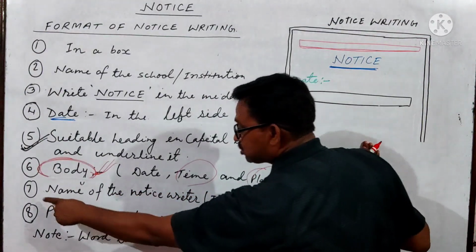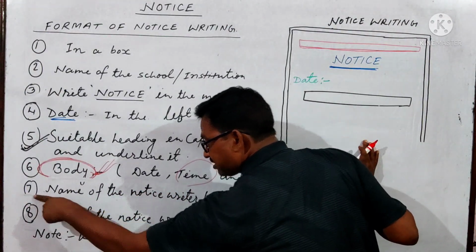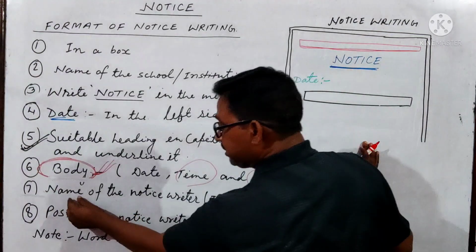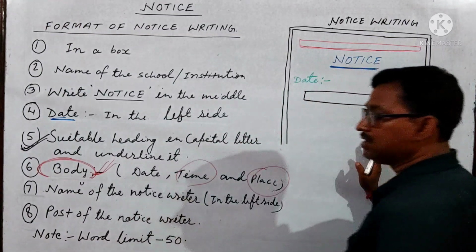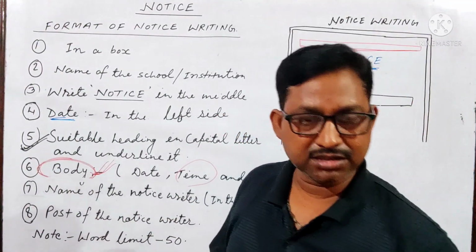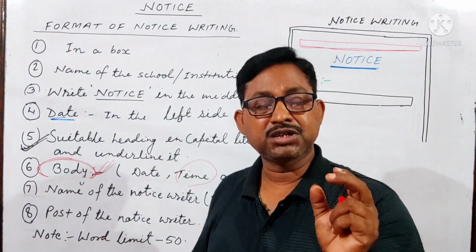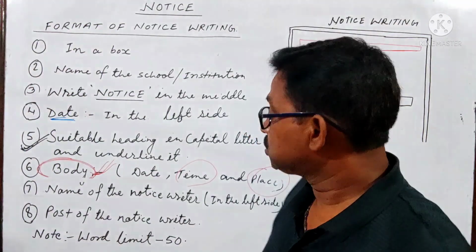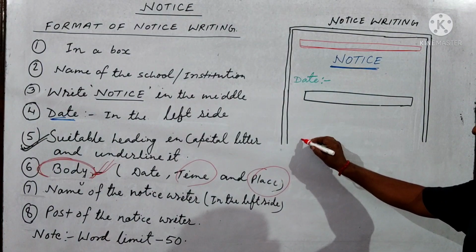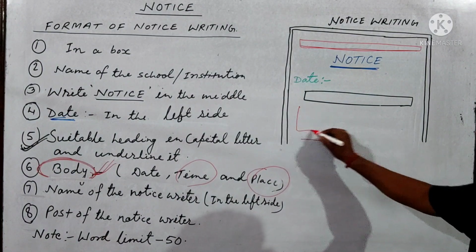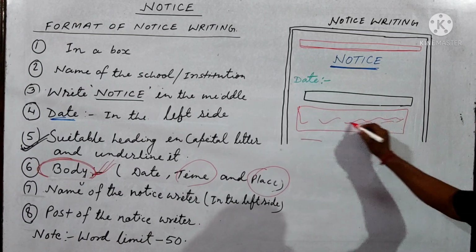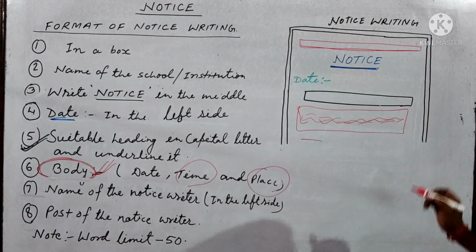And the seventh step: name of the notice writer. Suppose Mr. Sinha is writing the notice. So Mr. Sinha is the writer of the notice. After the body, you will write here. Suppose you have just written the body part in this portion. In the red portion, you have written the body part.